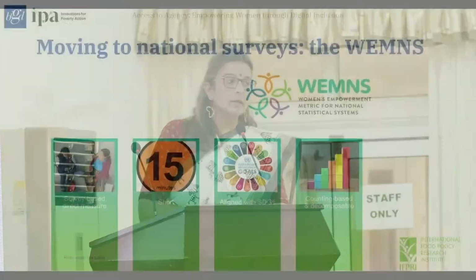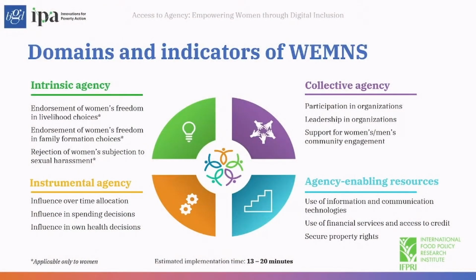It continues to be aligned with the SDGs, and similar to the WEA, it's counting based and decomposable, so it can be added up and then broken down. So you can really diagnose which are the portions where the women's empowerment indicators need more work or more attention. Next slide. So similar to the ProWEA, this also has multiple domains and various indicators within those domains. So intrinsic agency, or what is known as power within.